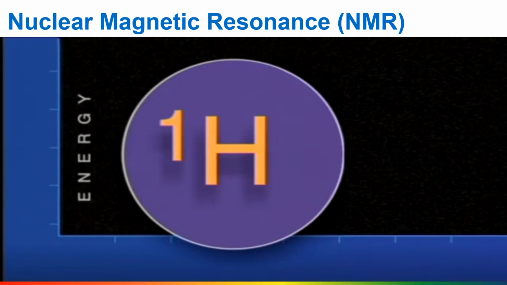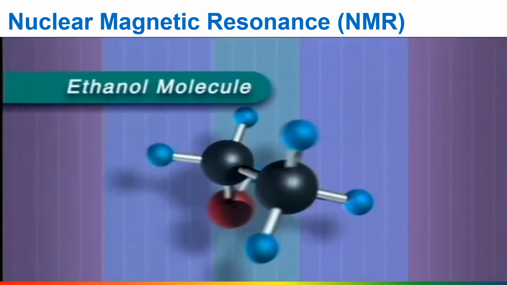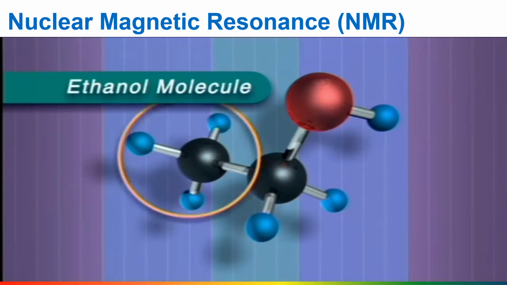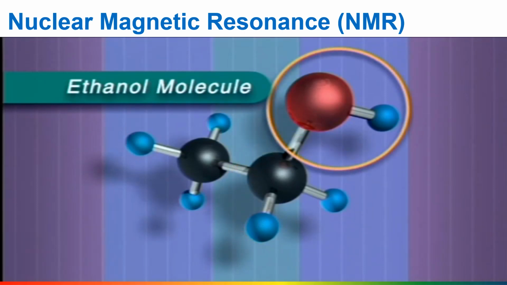As they drop back from higher to lower energy states, the nuclei of hydrogen atoms in different positions in the molecule give out energy at slightly different frequencies, and this can tell us a lot about the structure of the molecule. For example, in ethanol, CH3CH2OH, the three CH3 hydrogens will give a slightly different frequency than the two CH2 hydrogens, which will be different again from that of the single OH hydrogen.